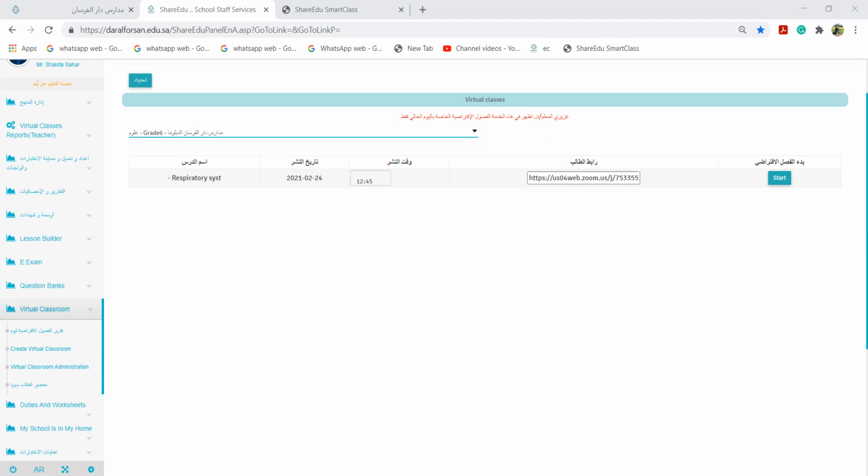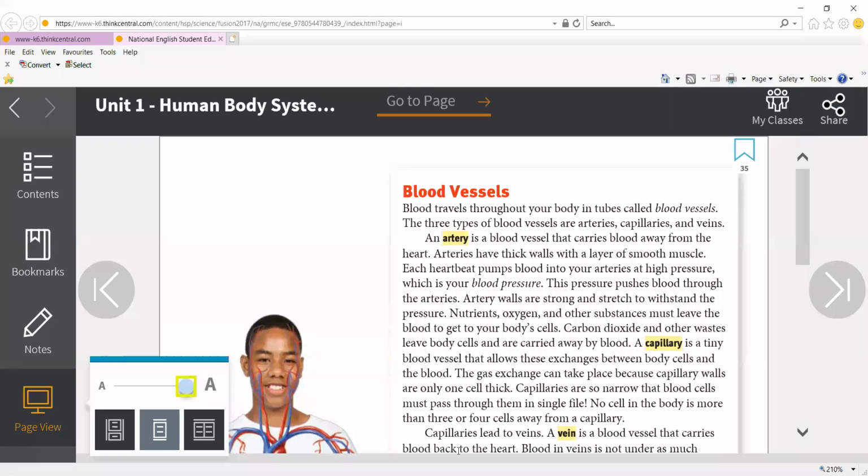Miss, I can't see the book. I see the website. You cannot see the book? Yeah. Okay, now? Yeah, I can see it. Thank you for informing me, dear, because it happens sometimes.